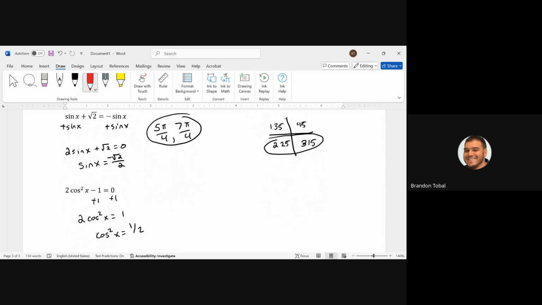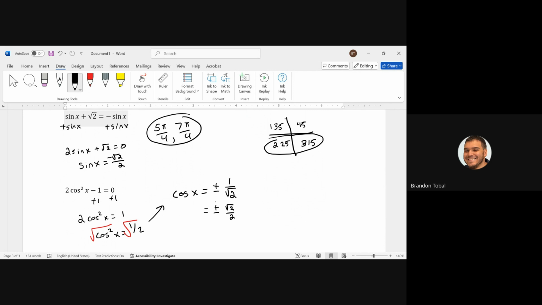Now I need to square root both sides because technically cosine is not by itself yet. So I'm going to get cosine x equals plus or minus. When you square root a fraction, you can square root the top and bottom separately. The square root of 1 is 1. With the square root of 2, we're just going to write root 2. But what's the problem with a square root on the bottom? We don't like that. So we're going to clean it up and rewrite it as root 2 over 2.